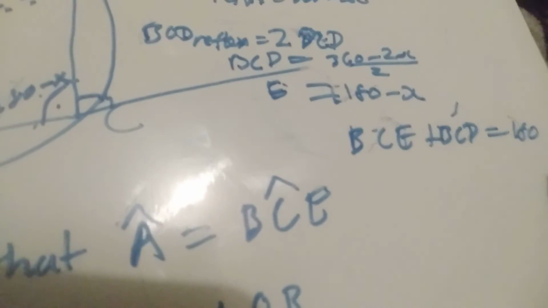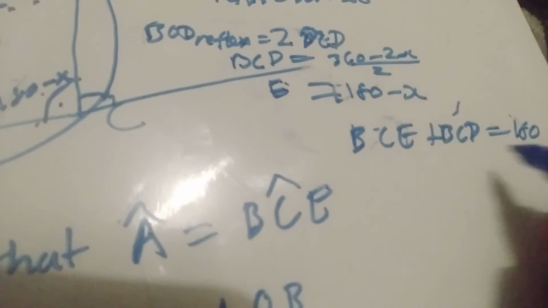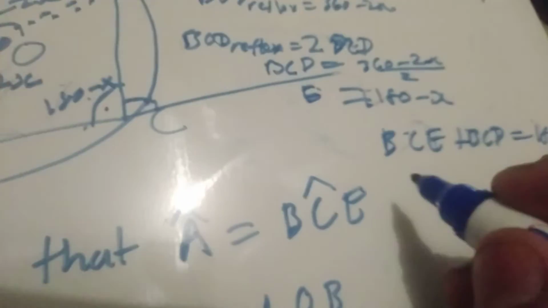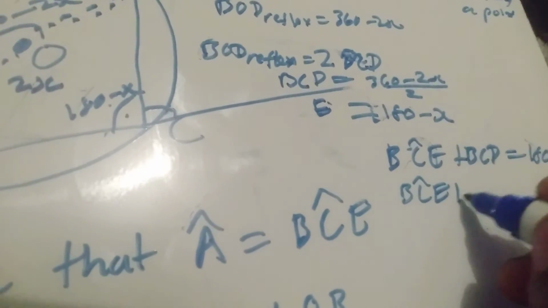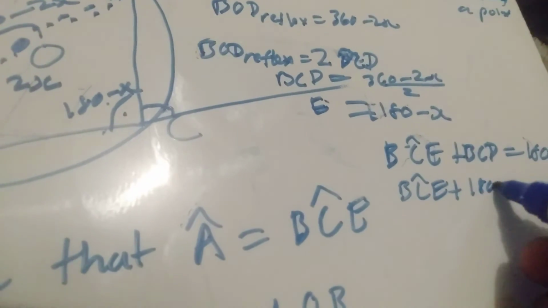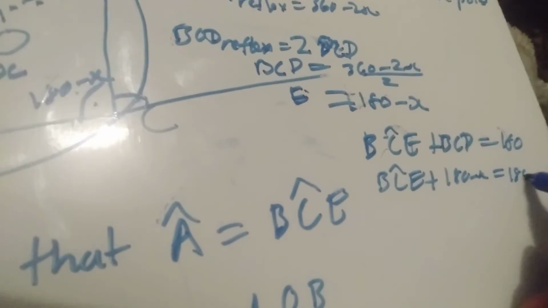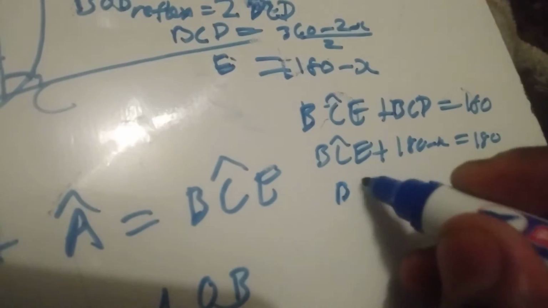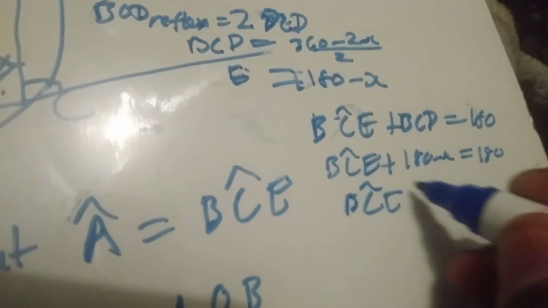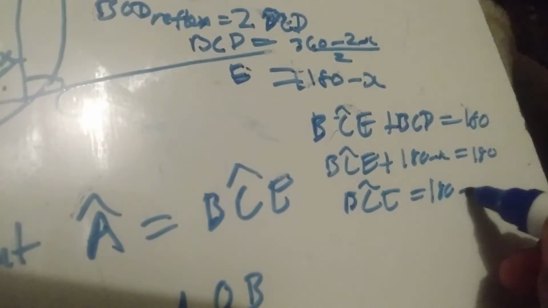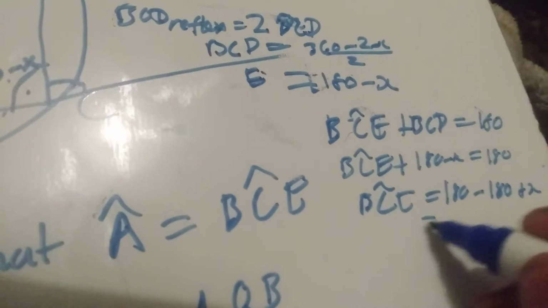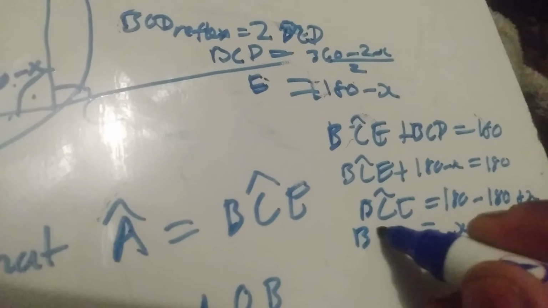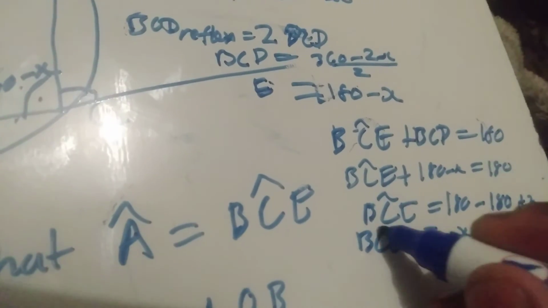Why? Adjacent angles on a straight line. So you write that reason. I'm not going to write it. I assume that you know that. So this plus this is 180. So then it's going to be BCE plus 180 minus x is equal to 180. When we take things to the other side, it's going to be BCE is equal to 180 minus 180 plus x, and these two cancel out, so we'll be left with x. So it means BCE is equal to x.